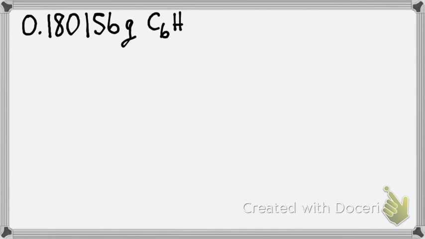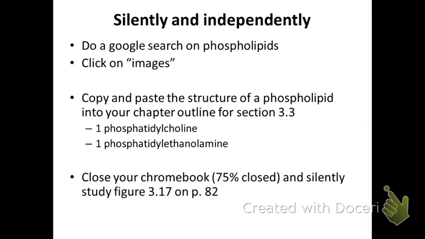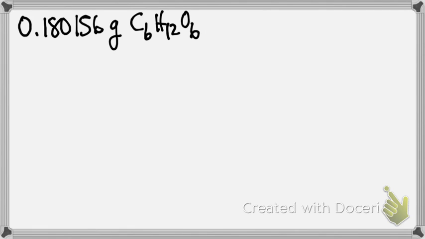So now let's dial up the intensity just a little bit here. Let's say that we have 0.180156 grams of glucose, C6H12O6, and I want to know how many atoms, not atoms of carbon, not atoms of oxygen, the total number of atoms I have with this much glucose.